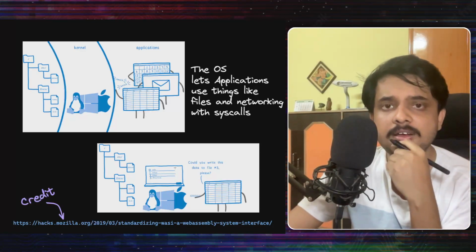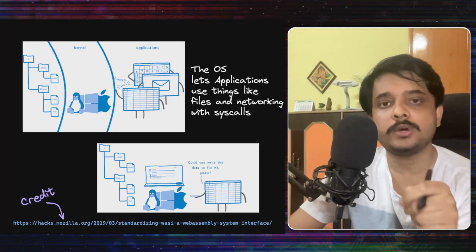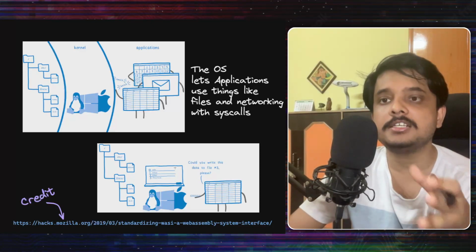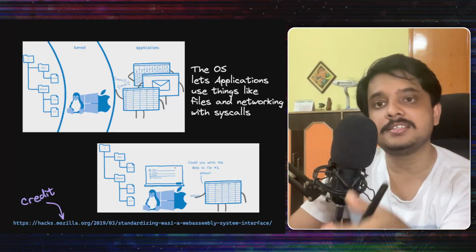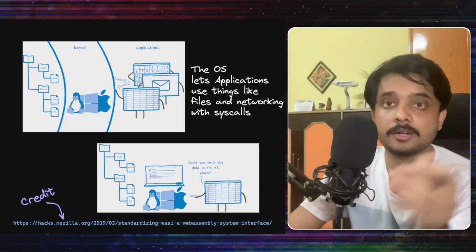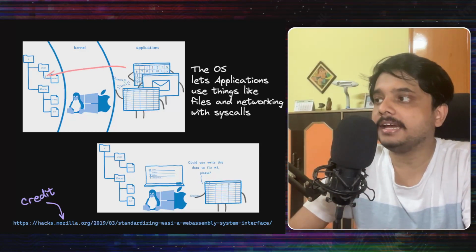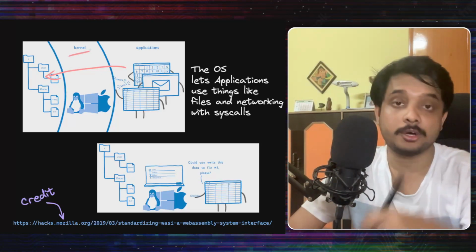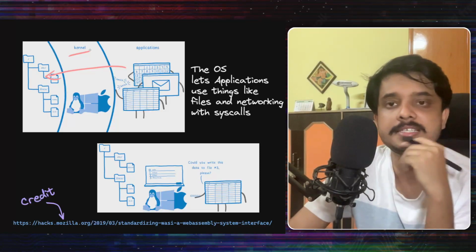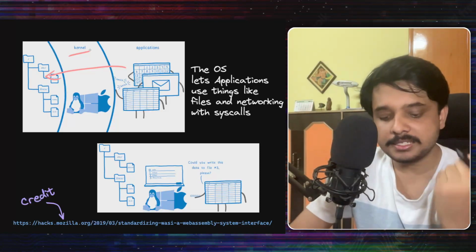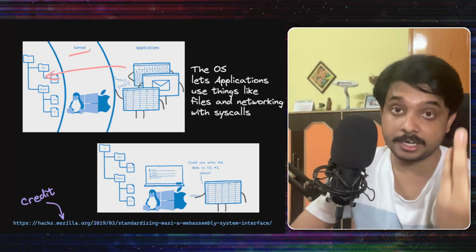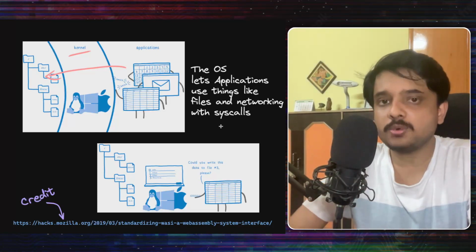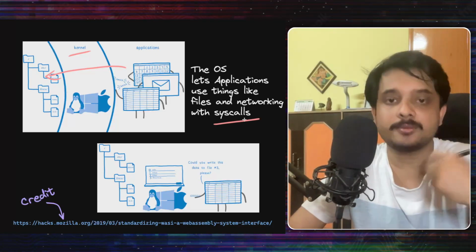To understand this better, let's try to understand what happens when a normal application running on an operating system gets access to the file system or the network. It cannot directly access the file system or the network, because the operating system kernel is sitting between them. The operating system will only let the applications running on top of it access the internal resources in a proper way. That's why it exposes something called system calls, or syscalls.